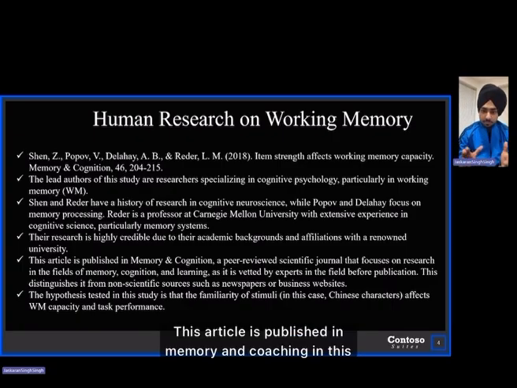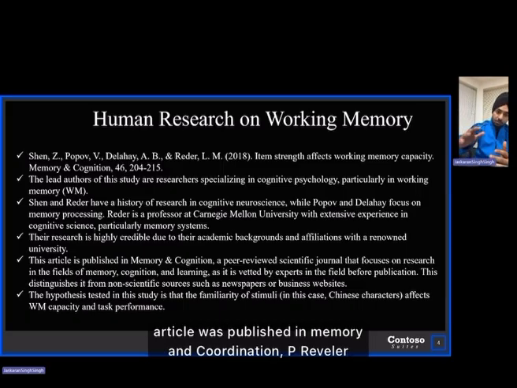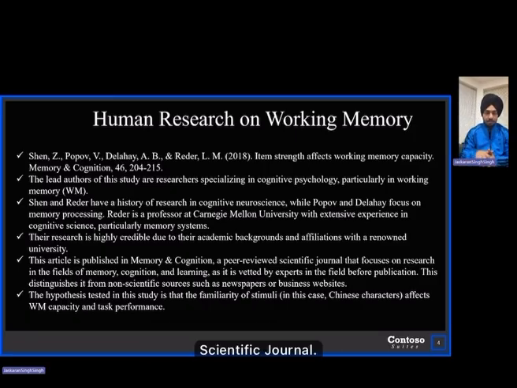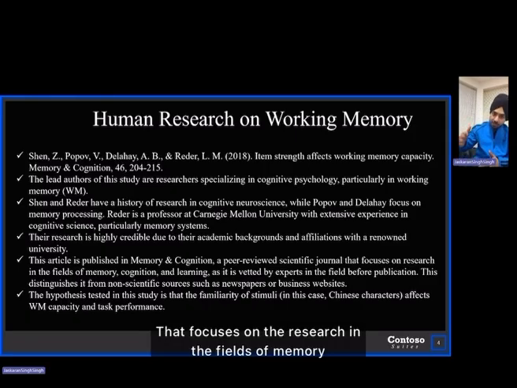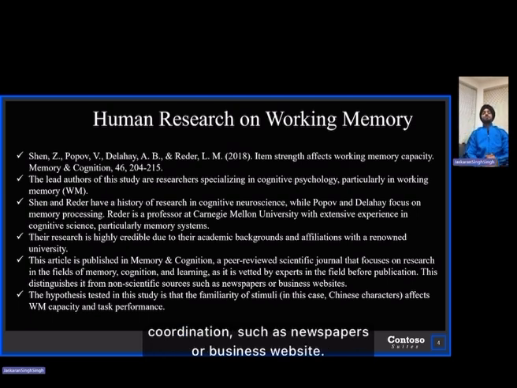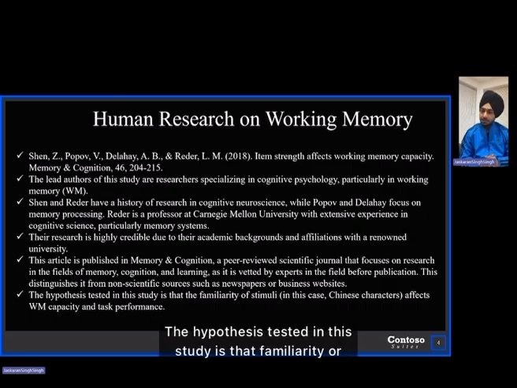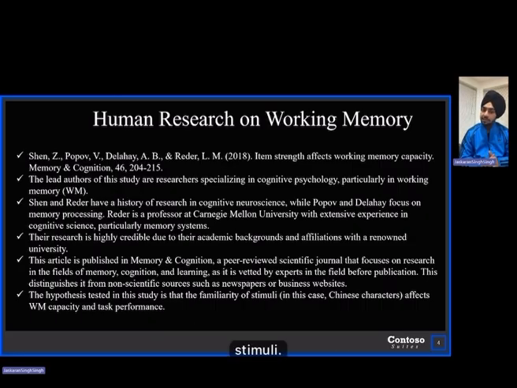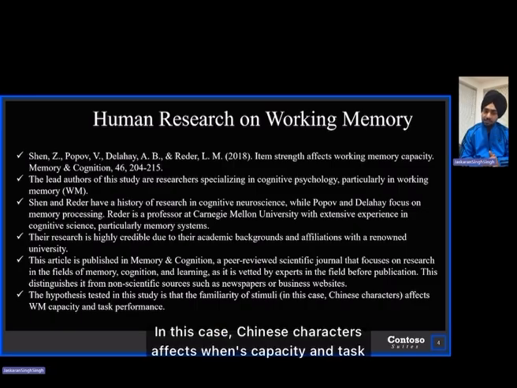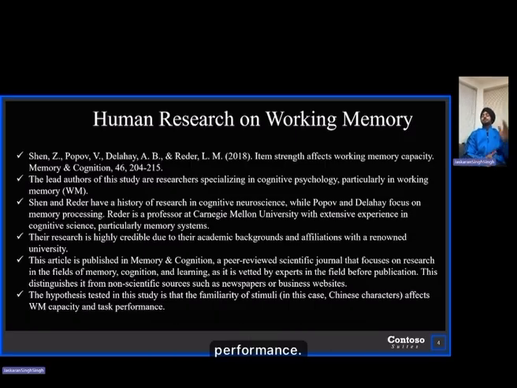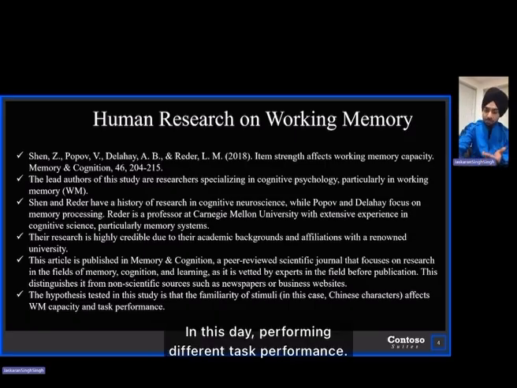This article was published in Memory and Cognition, a peer-reviewed scientific journal that focuses on research in the field of memory and cognition, unlike sources such as newspapers or business websites. The hypothesis tested in this study is that familiarity of stimuli, in this case Chinese characters, affects working memory capacity and task performance.